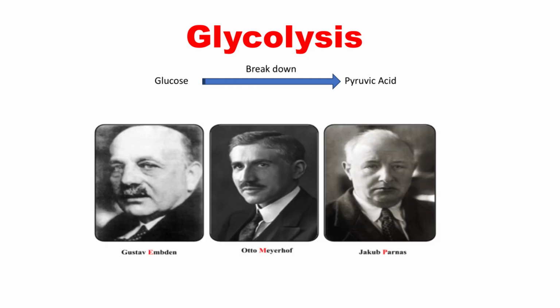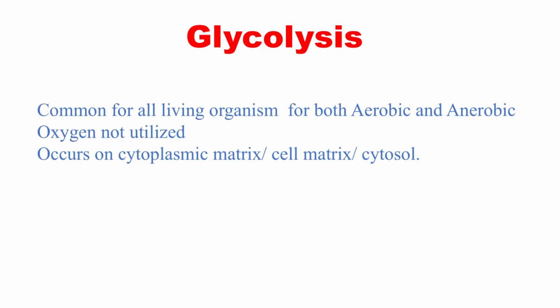Glycolysis. The breakdown of glucose to pyruvic acid is called glycolysis. The term glycolysis has originated from the Greek words glykos for sugar and lysis for splitting. The scheme of glycolysis was discovered by Emden, Meyerhof, and Parnas, and is often known as the EMP pathway. Glycolysis is common to all living organisms.